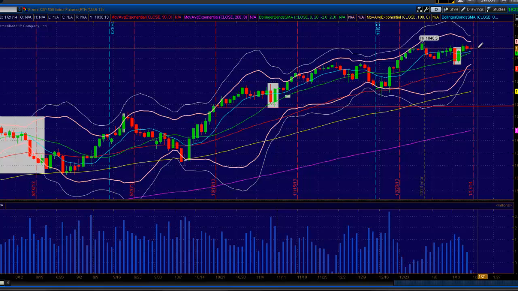I would love to see a deeper pullback. But the Bears are going to have to do some things to make that happen, and the first step to that is breaking the middle band.